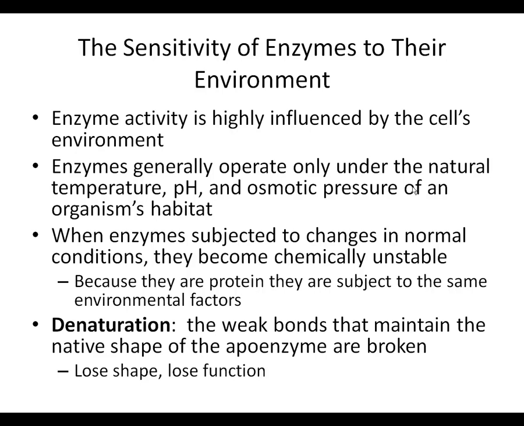Once you have that unstable state of that enzyme, you have something called denaturation. And essentially what happens is the bonds that hold the proteins together begin to break. They lose their original shape of that apoenzyme. That shape is broken, and if it loses its shape, it loses its function. So temperature, pH, oxygen, those can all cause some changes in the function of an enzyme.